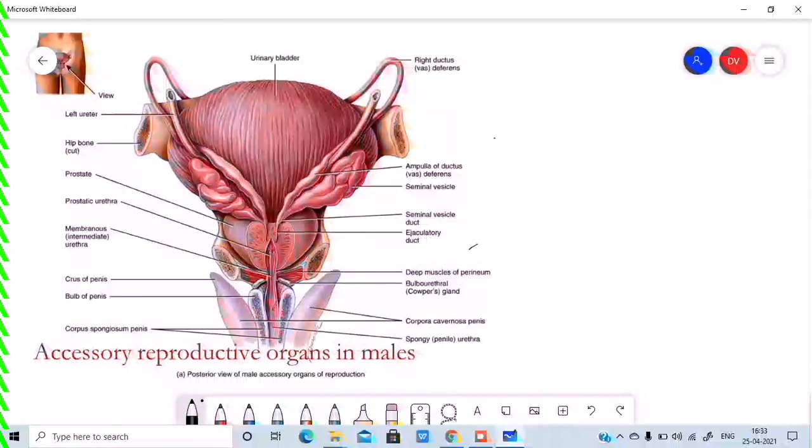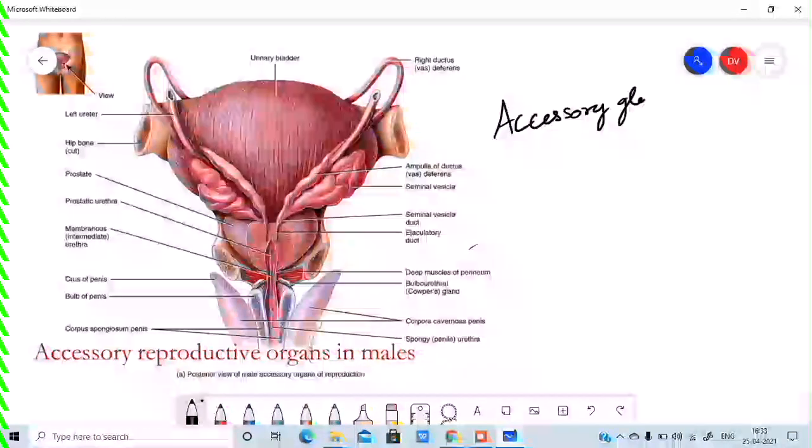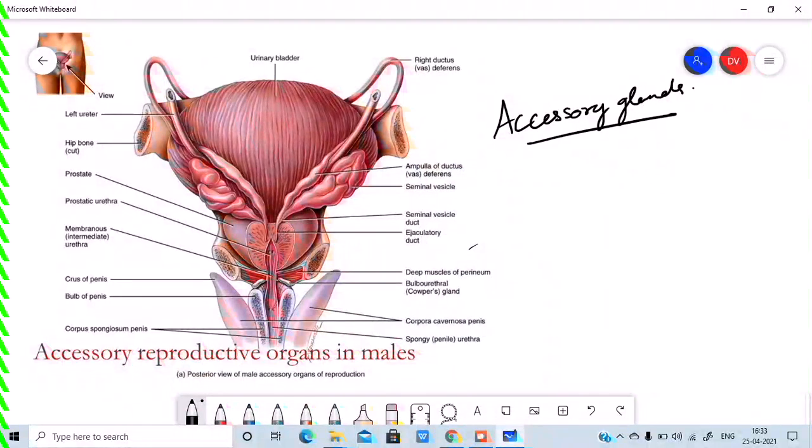Now what about the accessory glands? The accessory glands associated with them. What are the glands now? There are three glands which play a very major role. So we call it seminal vesicles. This picture is basically to show you all the glands involved.